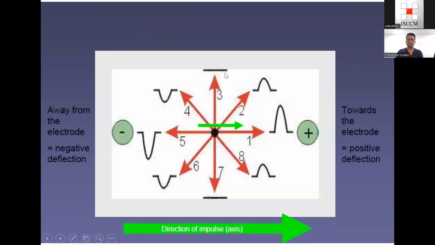So here, if you see, suppose the action potential is traveling towards the alphabet 1, which is the positive side, the deflection will be positive. At the same time, if it travels towards the 5, which is the minus side, then the entire deflection will be negative.